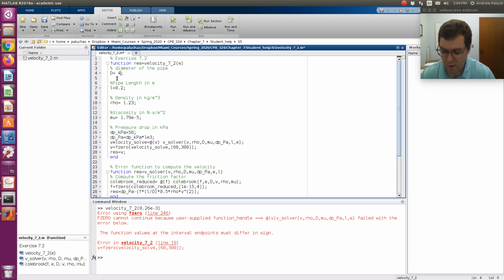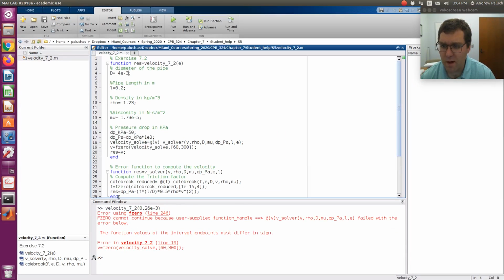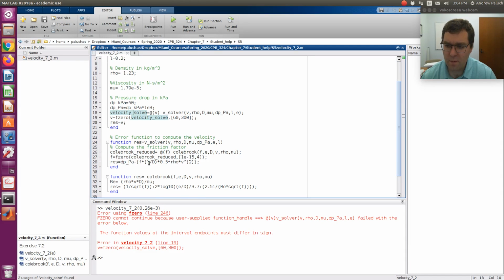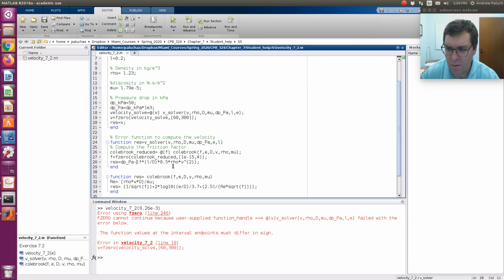Okay, so just to make sure I'm on the right page, I'm going to type that as 4e to the -3. Viscosity is 1.79 times 10 to the -5. Pressure drop. Let's look at my V solver. Okay, I'm going to look at this equation first. I'll assume maybe Colebrook's all set from last time. So F times L over D. Okay, and that's L times 1/2 rho V squared. It's looking okay to me.